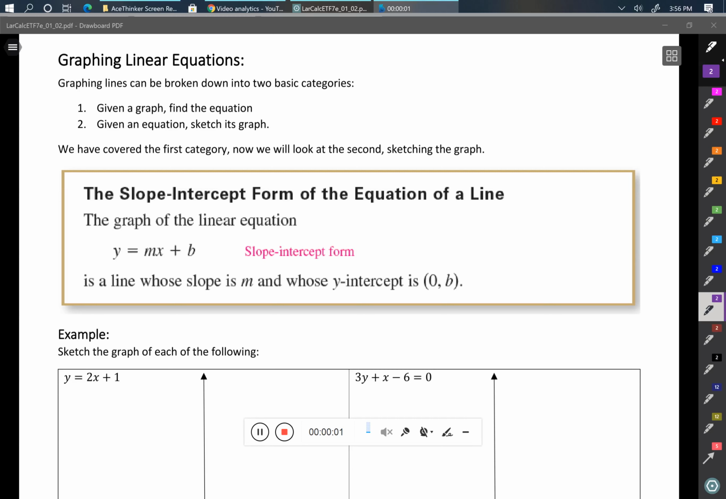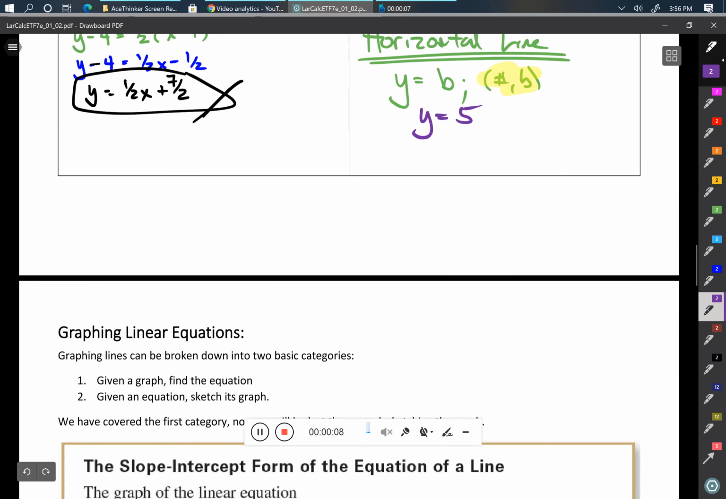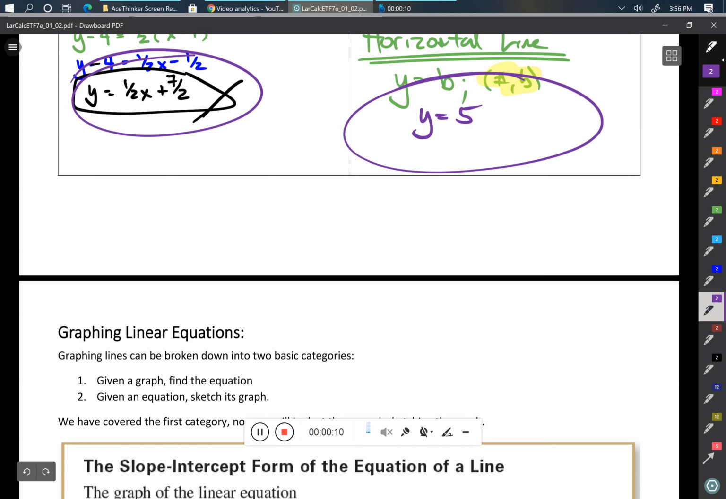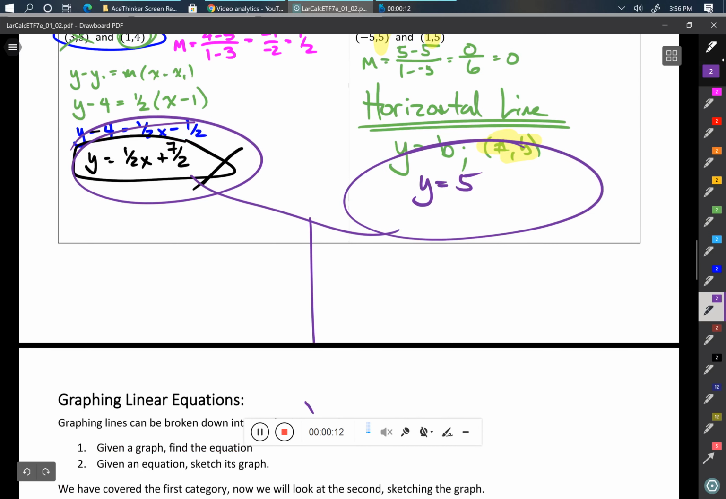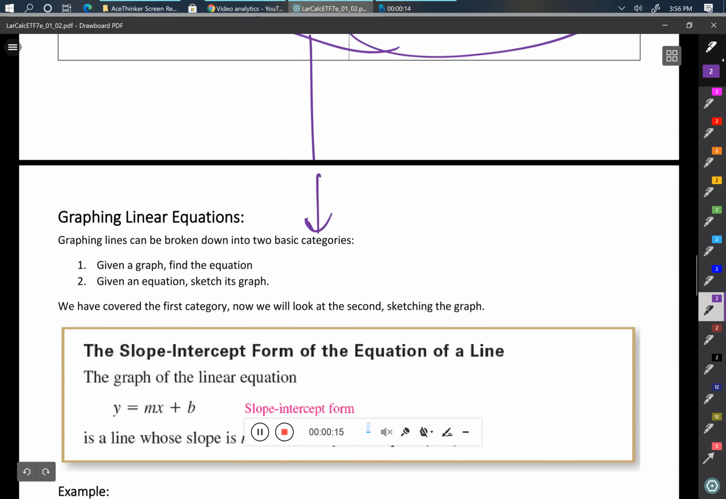Okay, so welcome back to part 2 of section 1.2. We're taking a look at graphing linear equations now. So in the earlier part, we found the linear equations, and now we're going to take those and turn them into graphs.